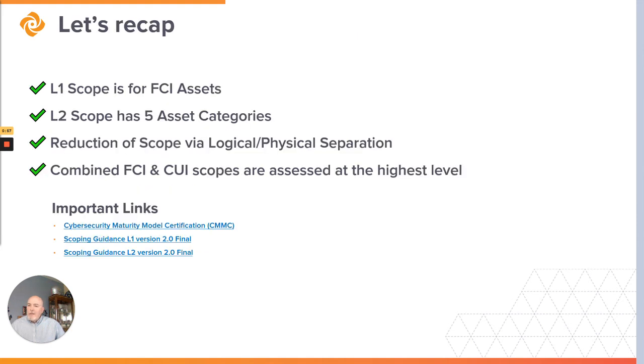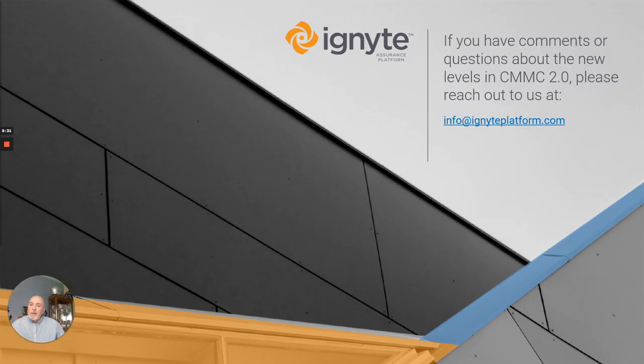So let's recap, shall we? Level 1 scope is for assets that process, store, or transmit FCI. Level 2 is for assets that fall into one of 5 categories for the protection of CUI, with varying requirements per category. You can reduce your scope by using logical and physical separation techniques, and if you have both FCI and CUI, you can choose a single or dual scope, with a single scope being assessed at the highest level of information processed, stored, or transmitted, in this case CUI.